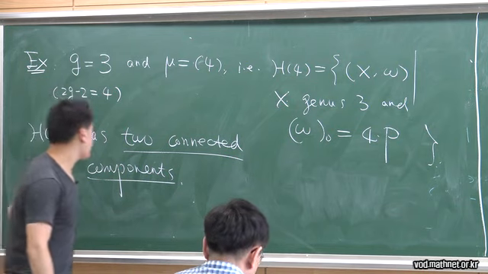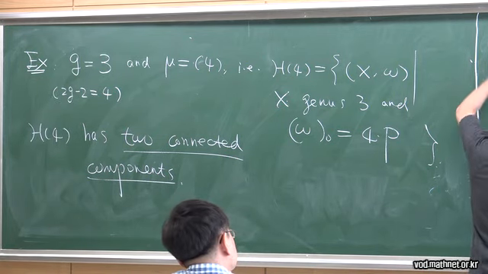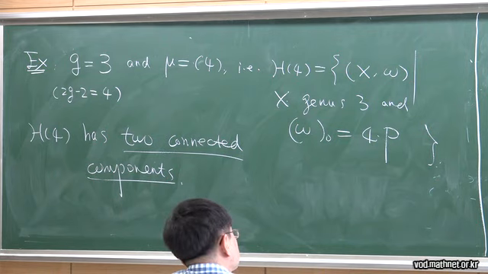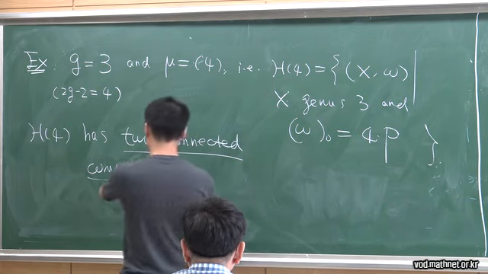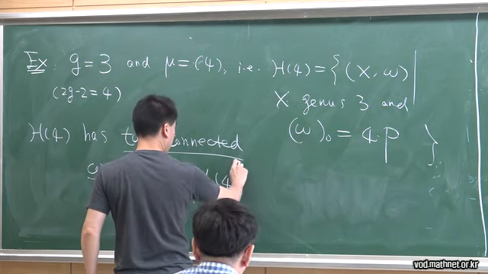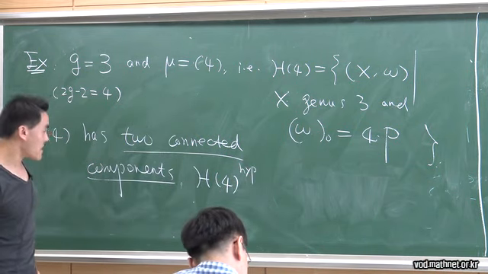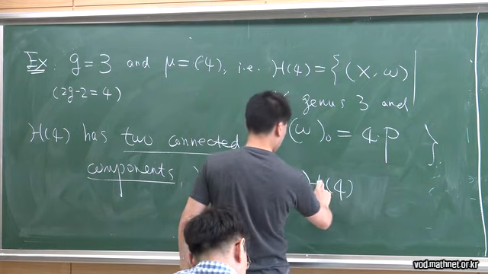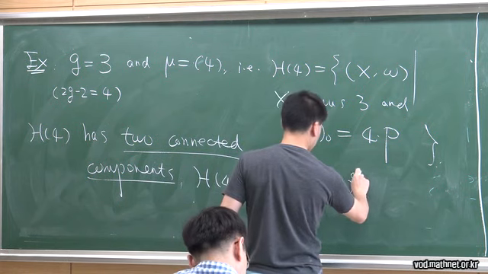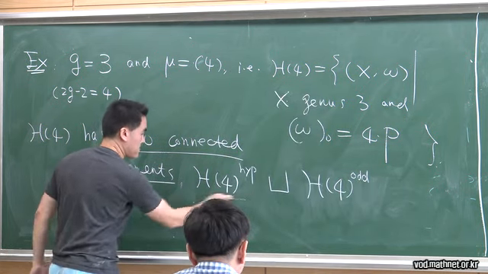So let me give you the 2 connected components. And from this example, you will see the underlying geometric structures that distinguish these connected components in general. So let me give them names. H4, the first one I call hyp, standing for hyperelliptic. And the disjoint union is another one, which I call H4 odd. I'll explain this terminology later. But let me start from this hyp one.